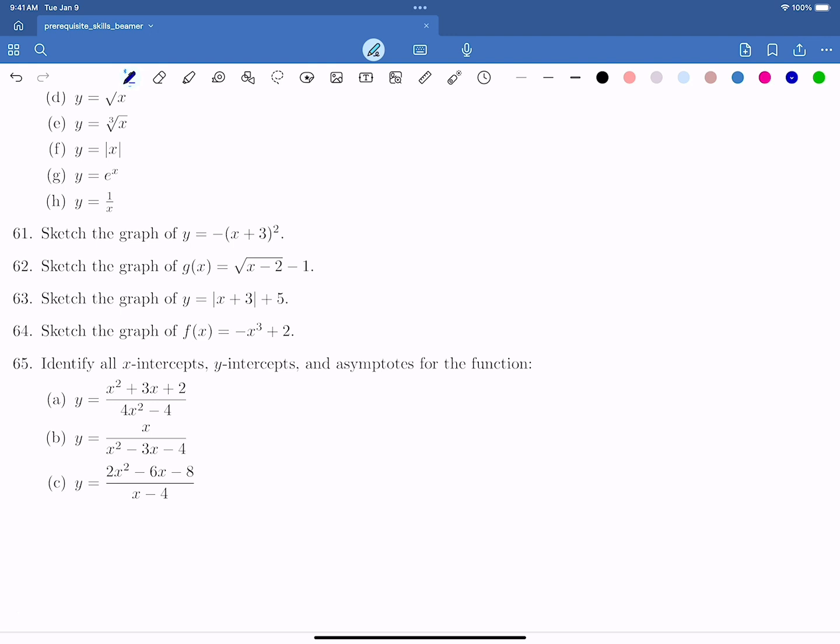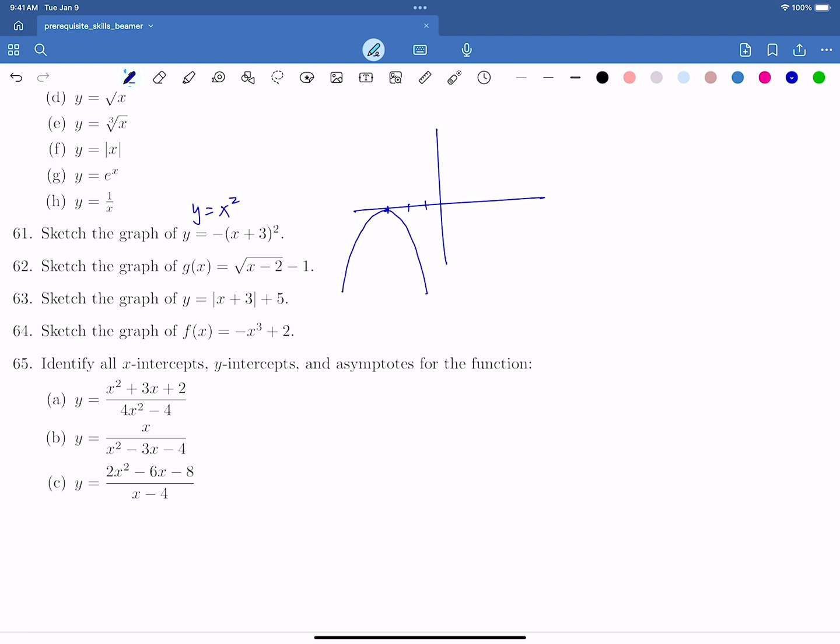So we can start with the parent function. The parent function for this is y equals x squared. So we know that's a parabola opening up, vertex at the origin. Now the plus 3 is going to shift this left 3 units. Left 3, it would look like that. But we have this negative here as well, and that is going to affect the graph by reflecting it across the x-axis. So this is going to open down, left 3, and it opens down.